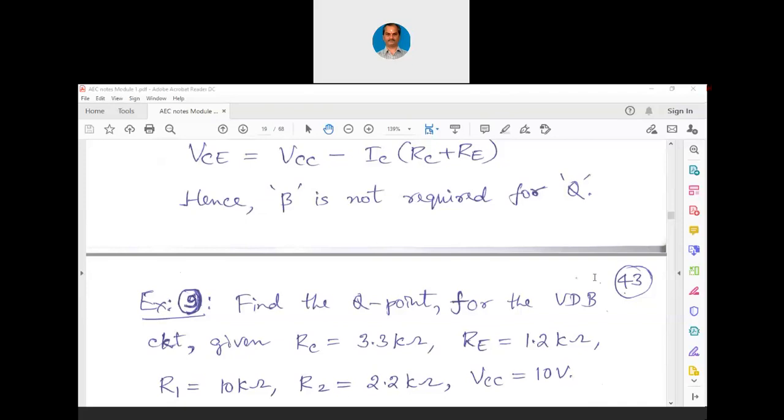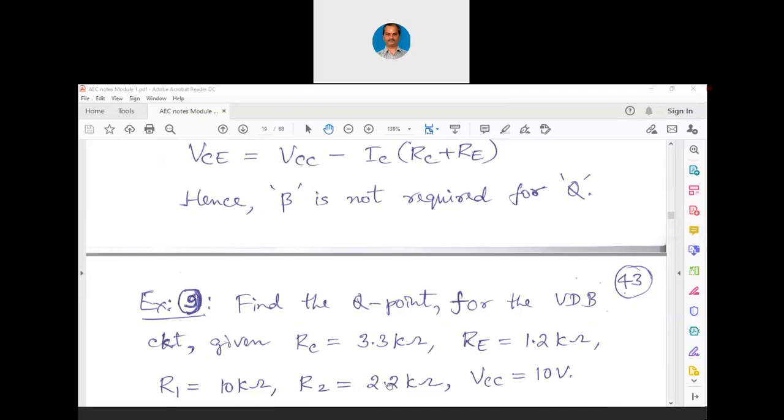Sayan or Harshita or any other students who worked out the exercises last time, can you work out this exercise? I have given you the values now. RC is 3.3K, R is 1.2K, R1 is 10K, R2 is 2.2K, VCC is 10 volts. Okay, Sayan at least answered yes sir. Now try out. Find out the VBB now.